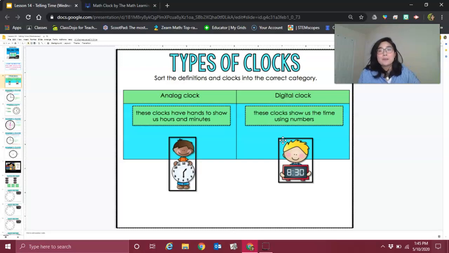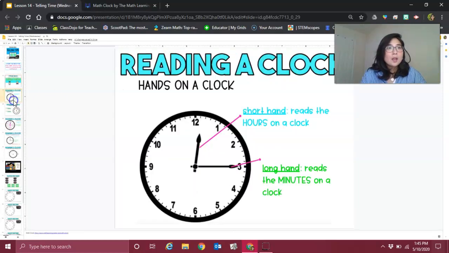However, there's another type of clock. The other type of clock is called an analog clock. And an analog clock is a lot harder to read. These clocks have hands that show us the hours and the minutes. And because they're harder to read, friends, that's what we'll be focusing on today. So let's talk about reading an analog clock by starting with the hands on a clock.